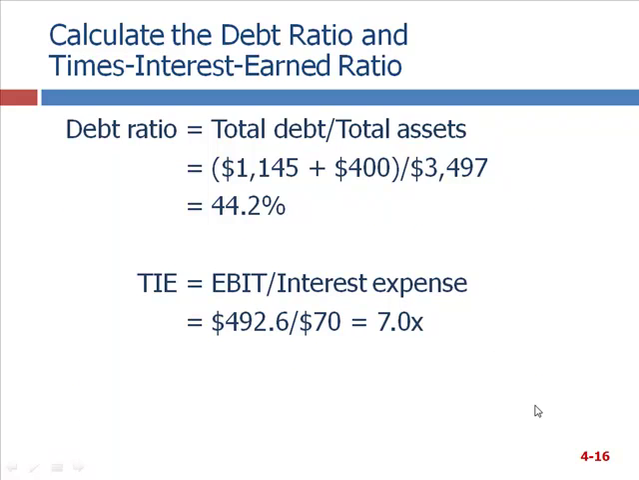Alright, next let's talk about the third category of ratios that I mentioned earlier, and that's debt management. We're going to be looking at two things here. First, we'll have the debt ratio, and then we'll have the times interest earned ratio. First, the debt ratio. The debt ratio, by the way, is also called the debt to asset ratio. Why? Because it's calculated as total debt divided by total assets, hence debt to assets.